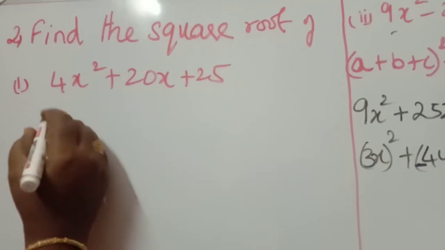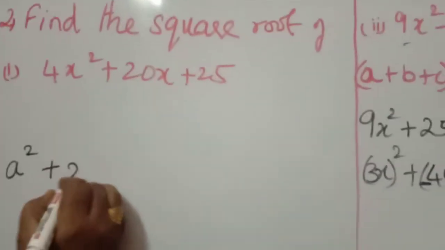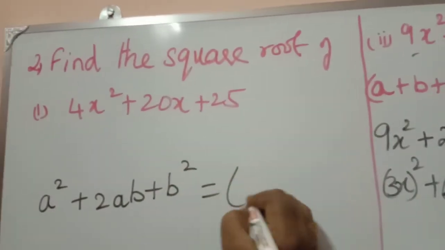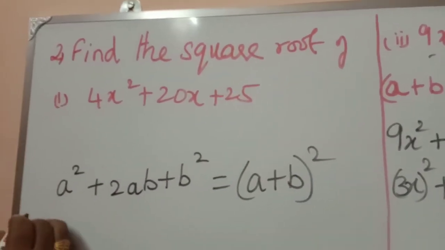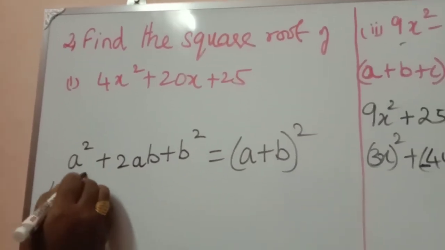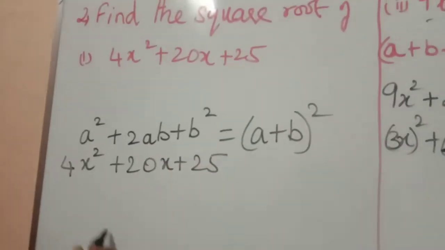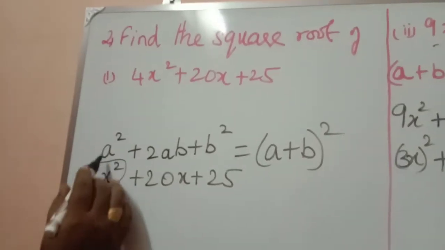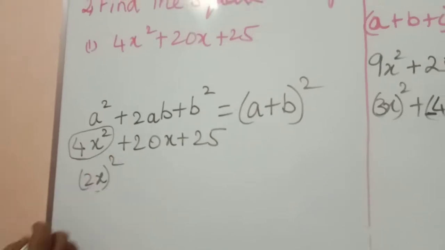4x square. Now we are going to check whether it is in the form of a square plus 2ab plus b square, which we can write as a plus b the whole square. So 4x square plus 20x plus 25. So this is a square. So 4x square, we have to write it as a whole square. So we can write this as 2x the whole square.